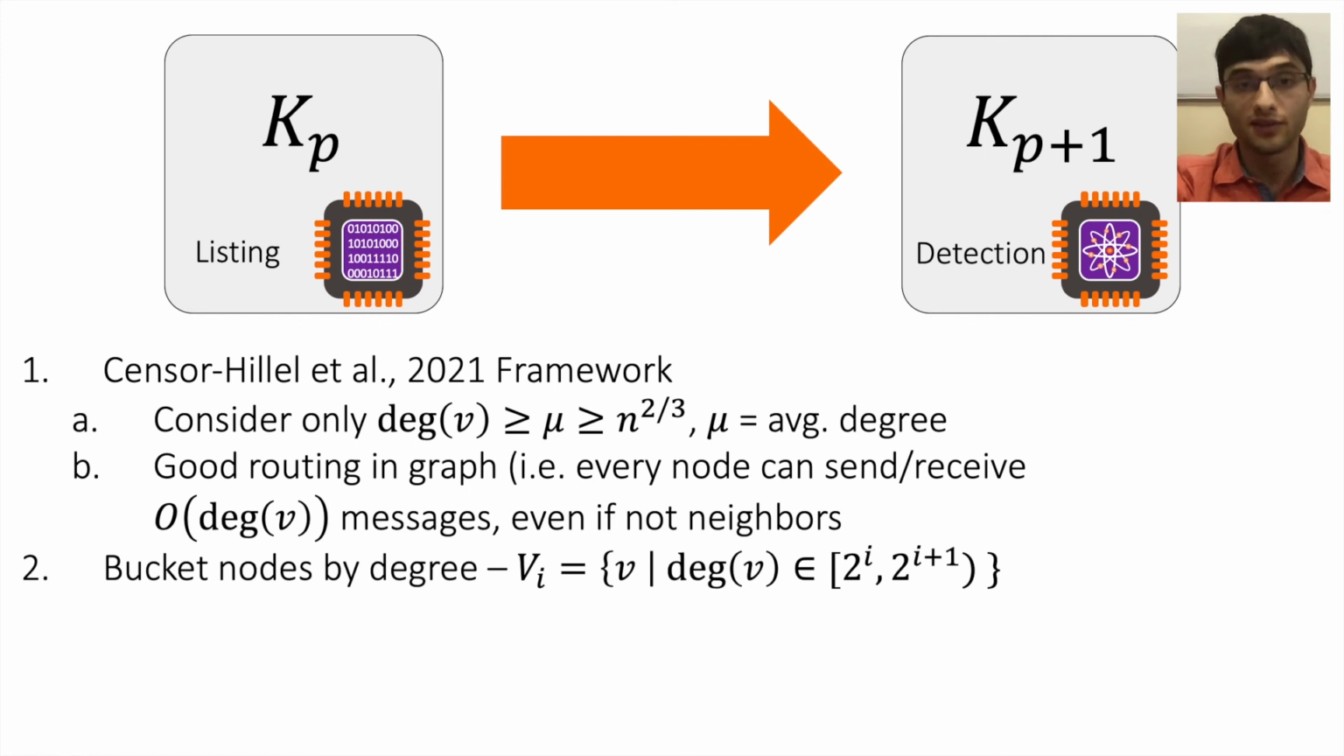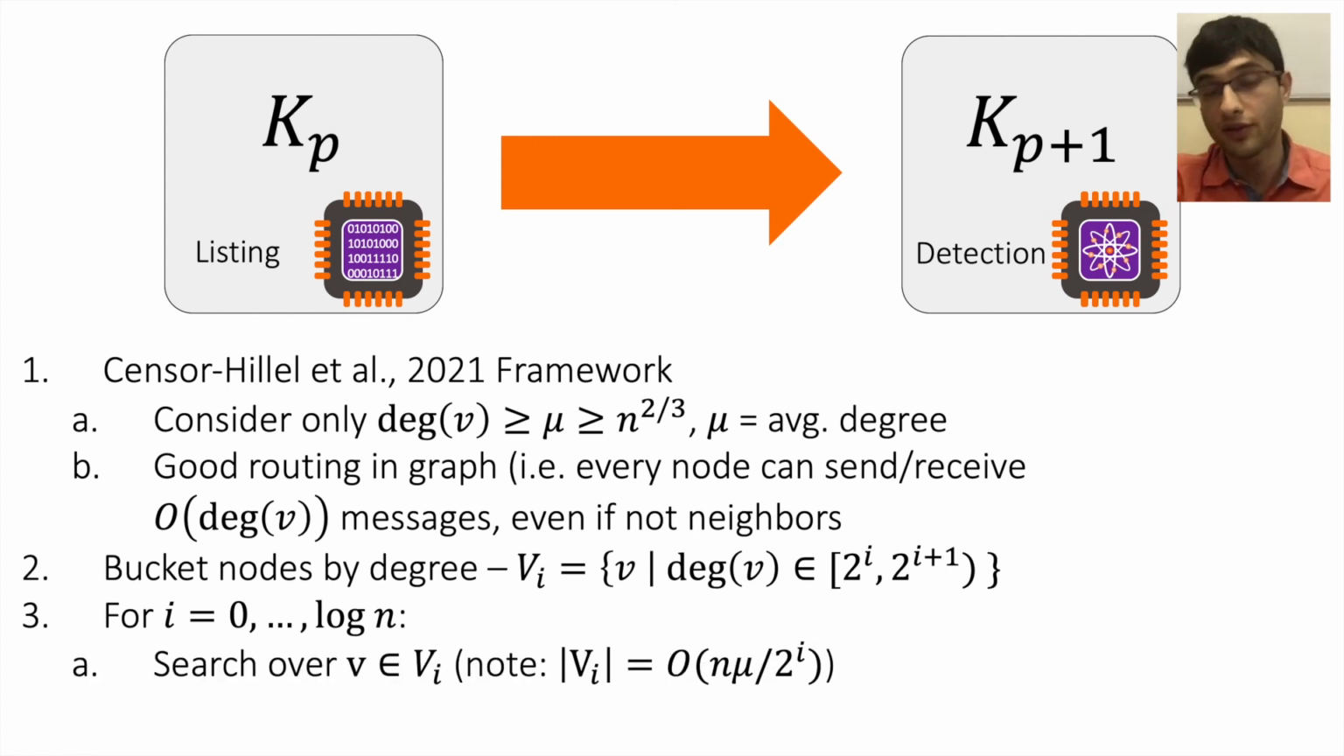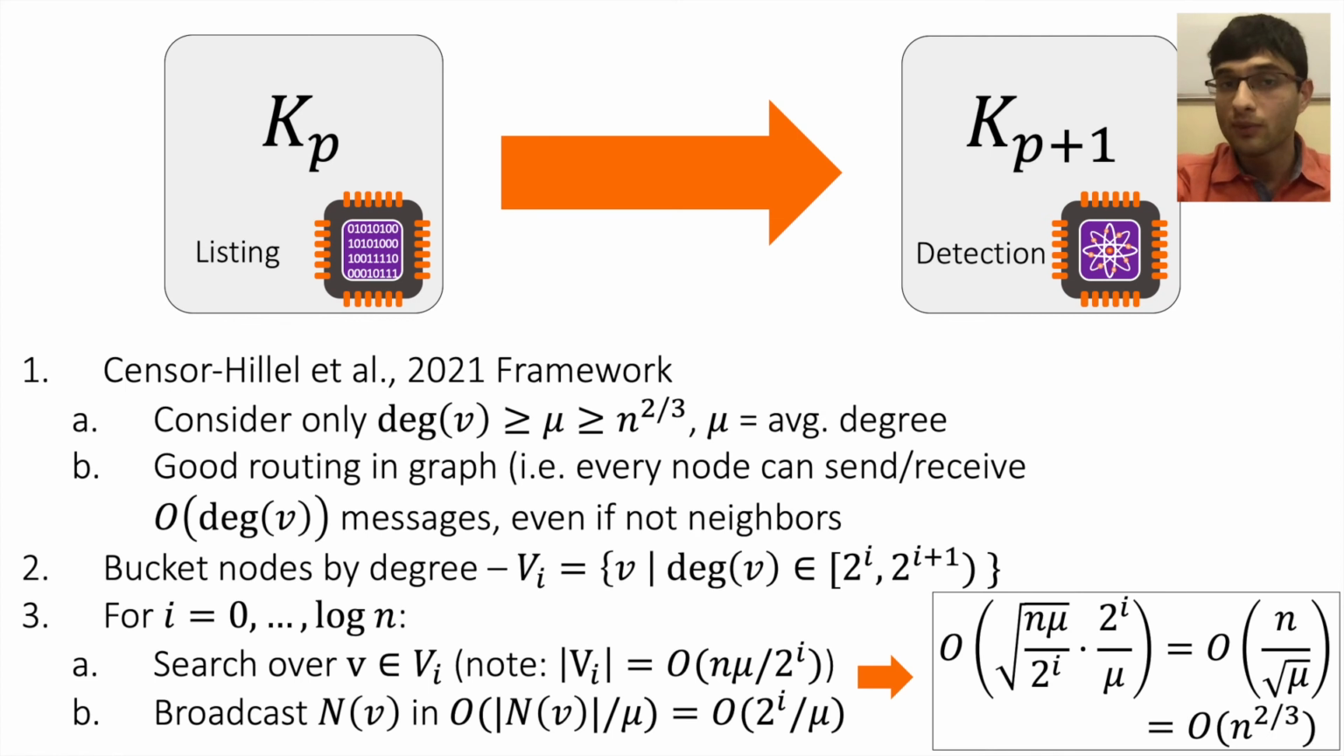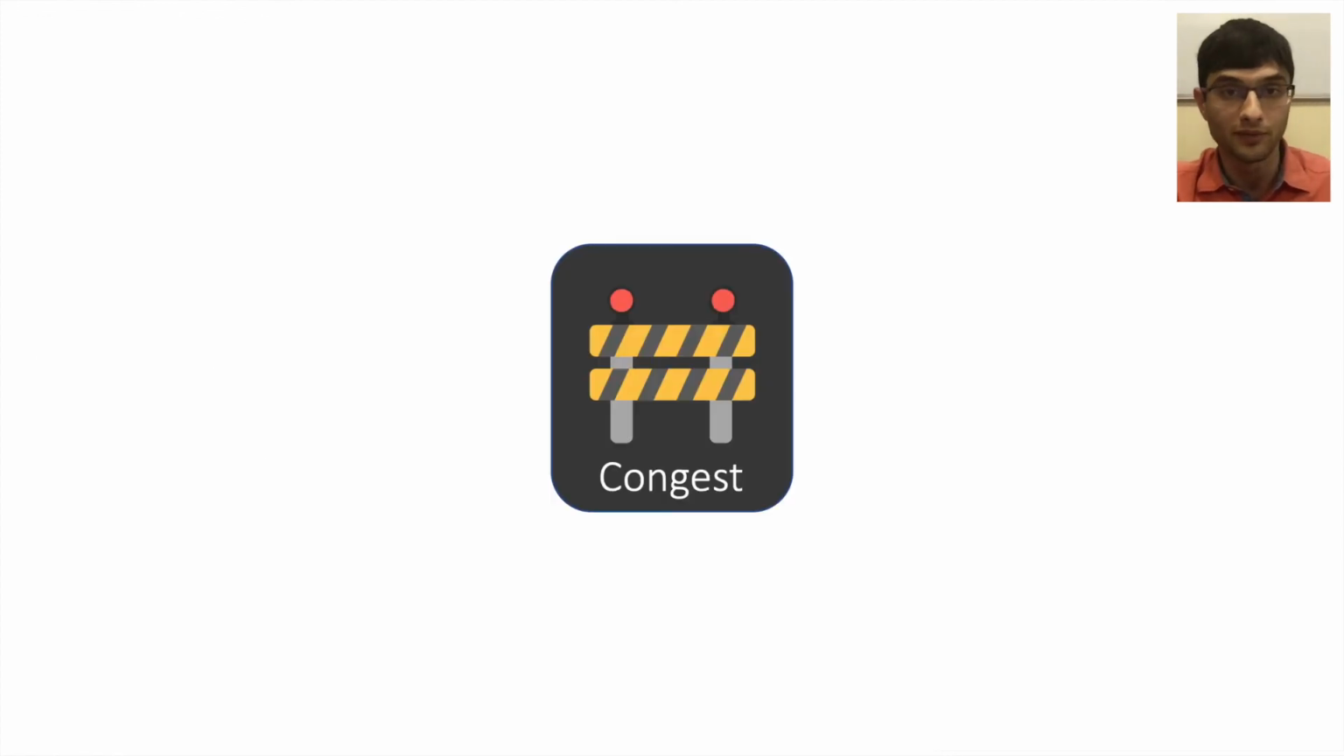And so given these constraints that the framework allows us to assume instead of just working in the normal congest model, we now bucket the nodes in the graph according to their degrees, and we go over each of the log n buckets. In each bucket, we search over the nodes in that bucket to see if one of them can extend a known clique of size p to p+1. Working out the math shows that it's possible to search over each bucket in n to the 2/3 rounds. Since we have log n buckets, it takes O tilde, which is log n times n to the 2/3 rounds in order to search if there's any node in the graph which extends a KP to KP+1.